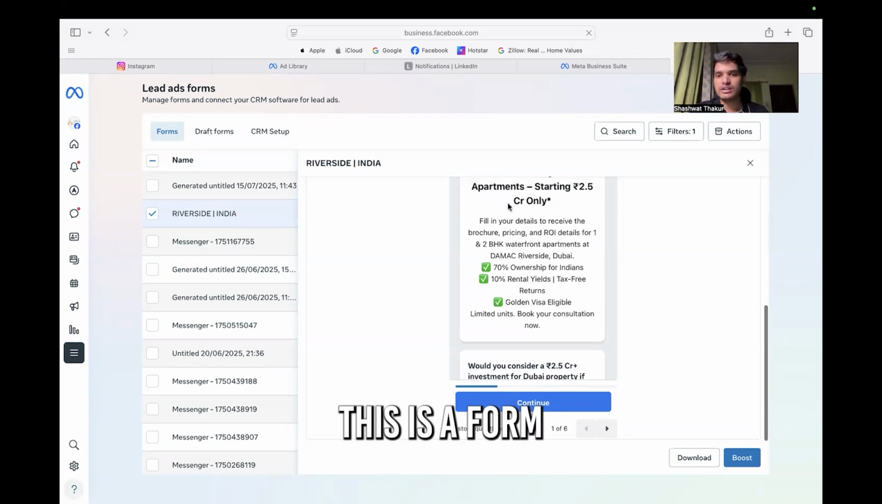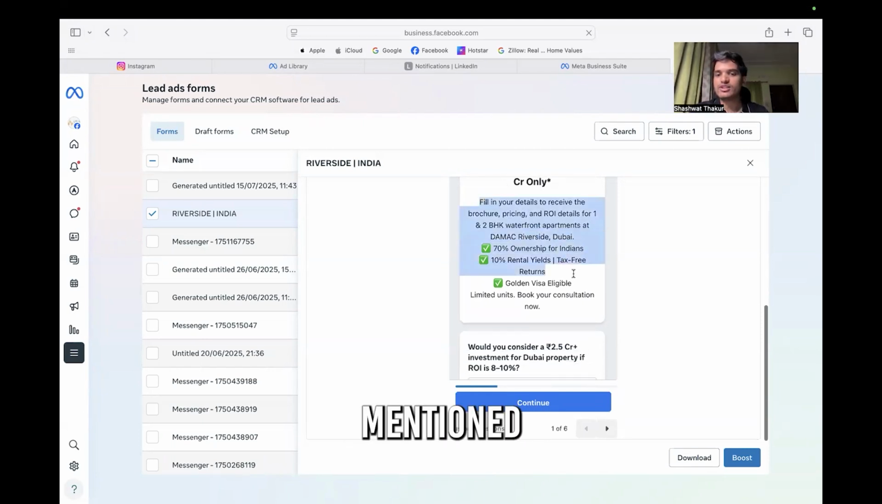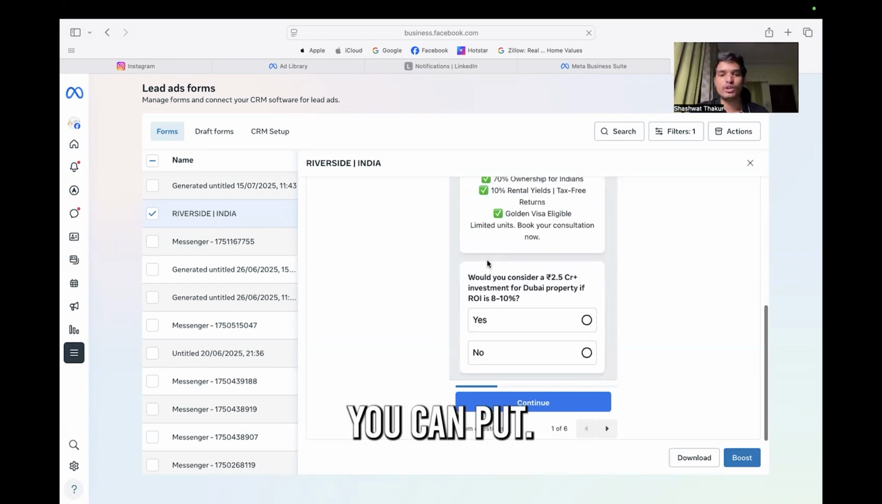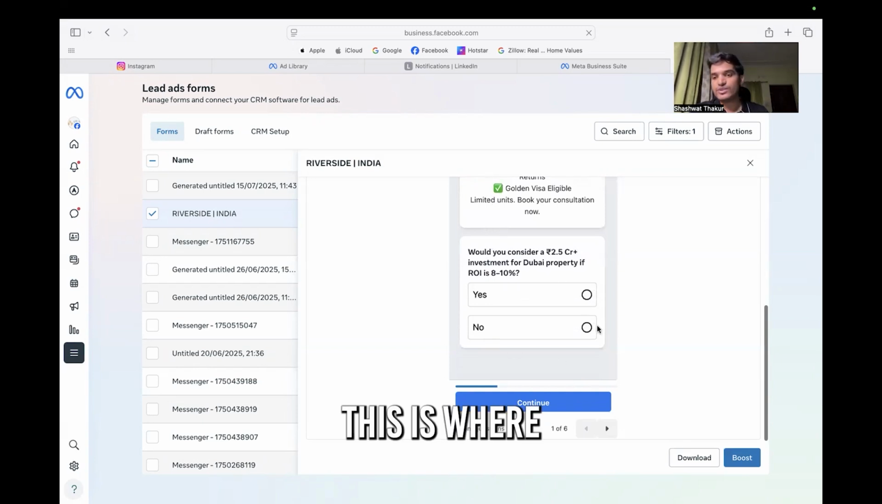So this is a form structure. Then we have mentioned all the details, all the benefits which the clients, the leads, are getting. This is the basic detail which we provide to the lead before they fill out the form. Here it is mentioned about the property, what the rental yield is, and what perks they are getting. This is also something you can put. And after this is where the form starts.